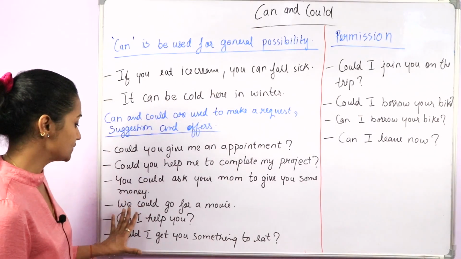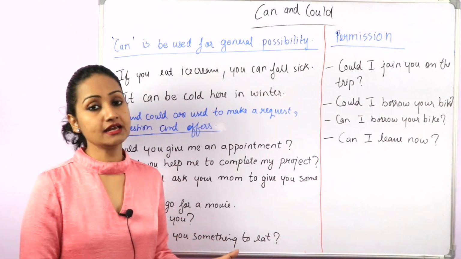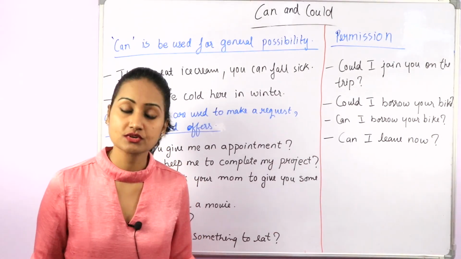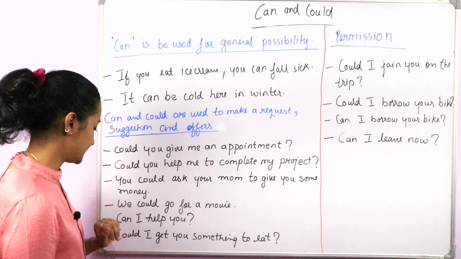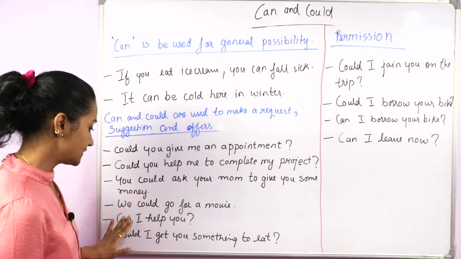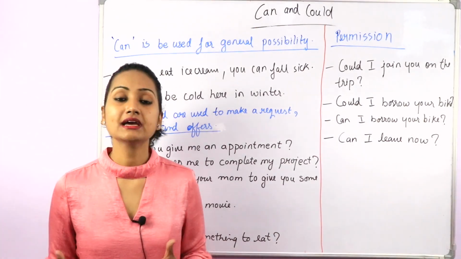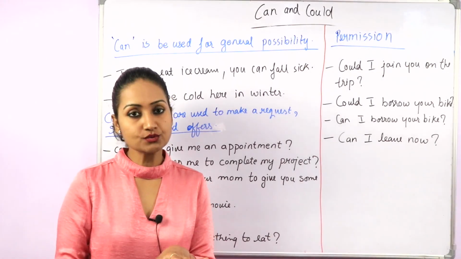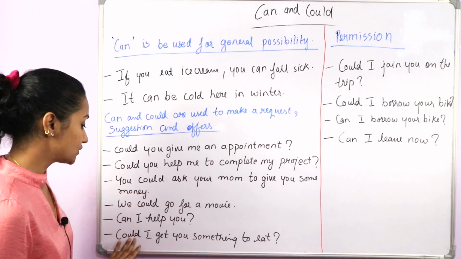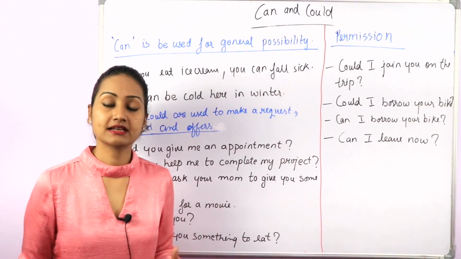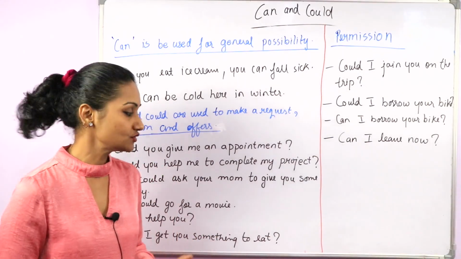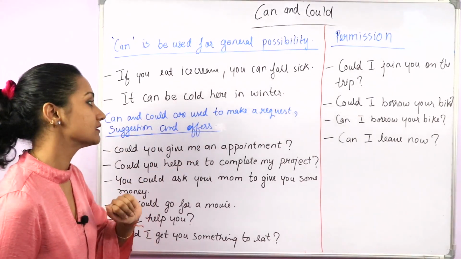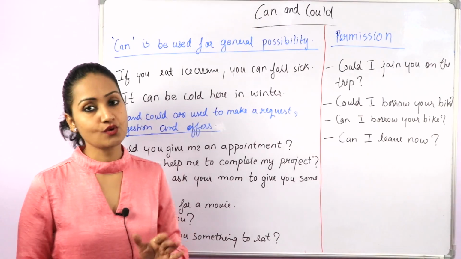So this way you can use could. Here again you can use can also. We can watch a movie. We can go to a restaurant. You can use can. Now next is offer. Can I help you? Could I help you? So when you make an offer, you can use can or could. Could I get you something to eat? Can I get you something to drink? So it's an offer. So this way can and could are used to make a request, suggestion and offers.